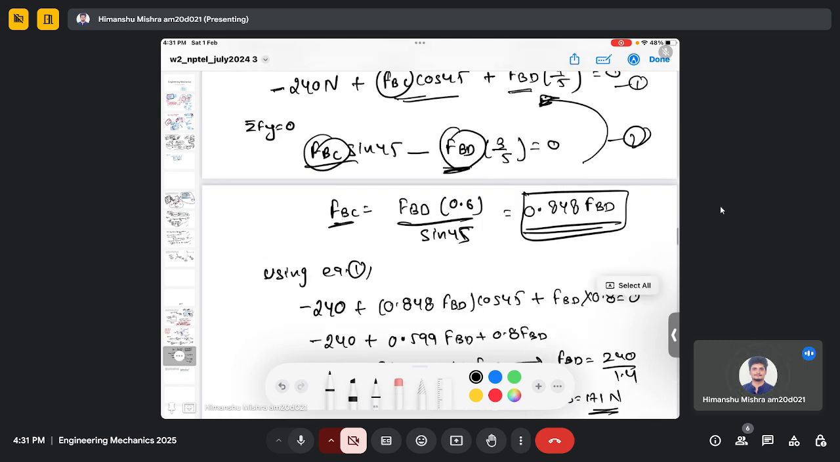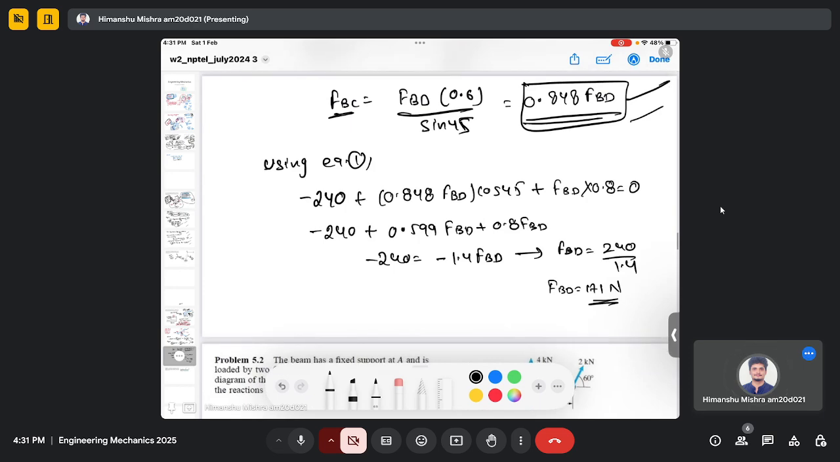Now I can substitute the value of FBD here, or you can substitute it anywhere, in equation 1, 2 or this equation. So your force in FBC will be 0.848 multiplied by 171. It will come out as 145.37 Newton. So this is the unknown force you need.